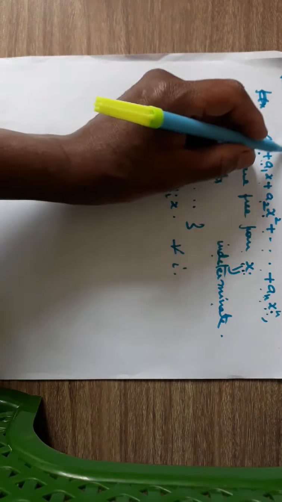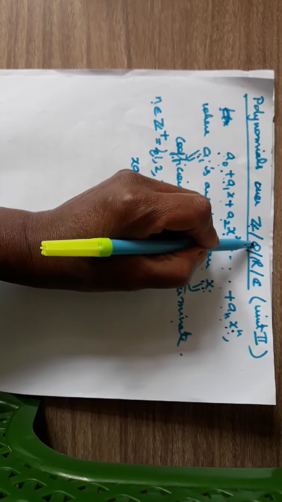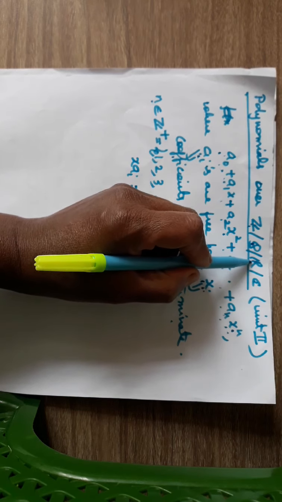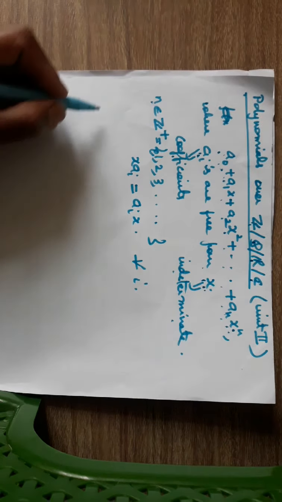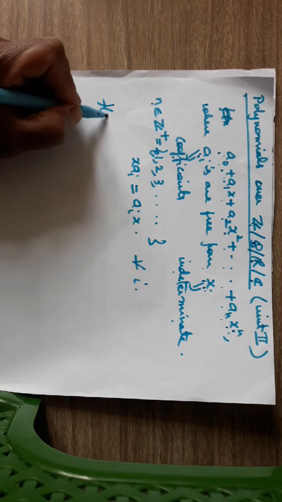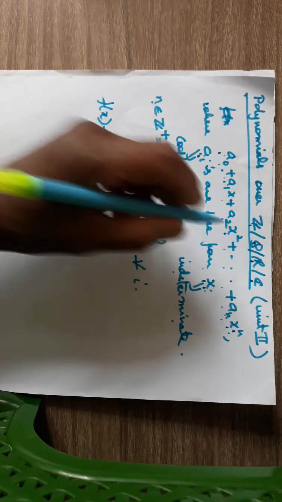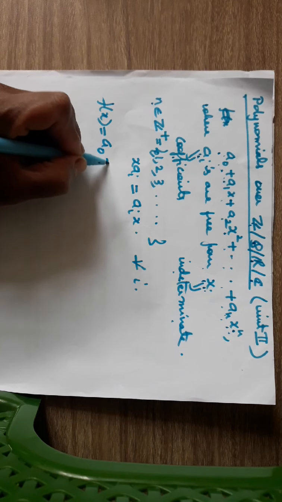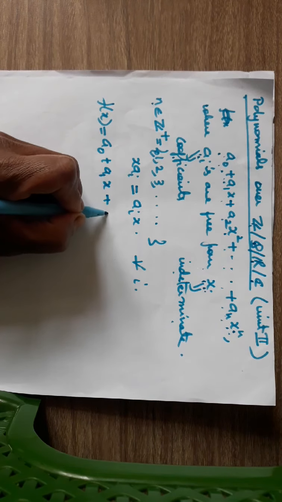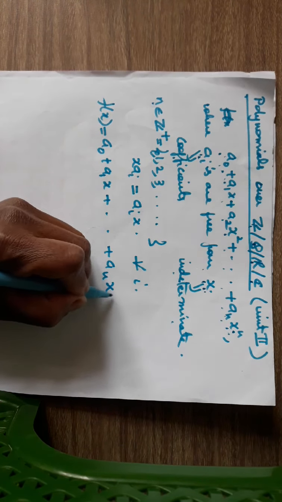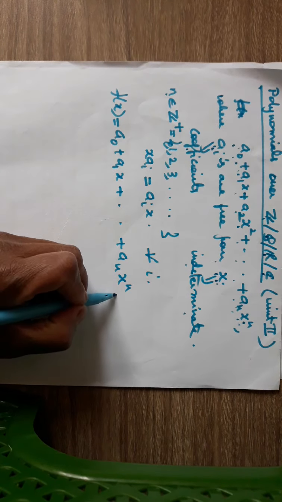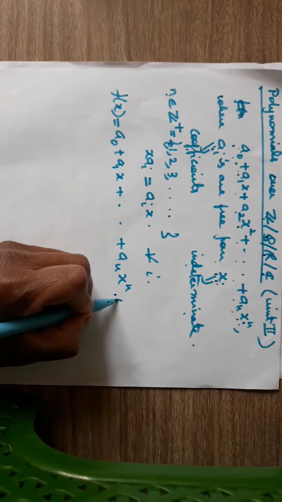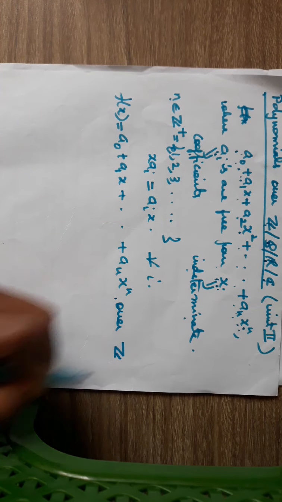So we say here what is meant by a polynomial over the set of integers. Z stands for the set of integers, Q stands for rational numbers, R stands for the set of real numbers, and C stands for the set of complex numbers. So f(x) here we usually denote this polynomial expression as f(x) equal to a0 plus a1x plus dash dash plus an x to the power n. This is a polynomial over the set of integers.